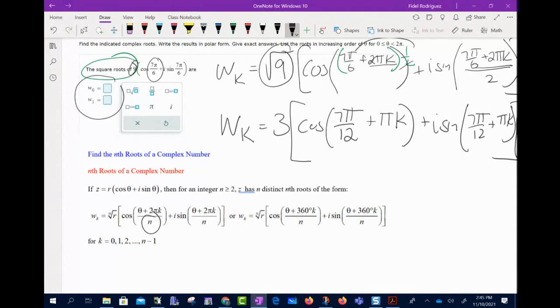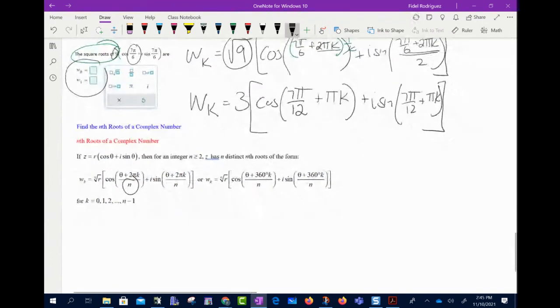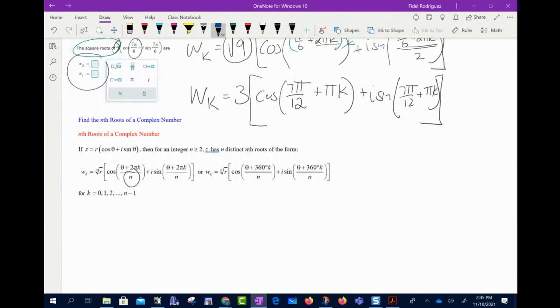So if we were doing the cube root, we'd go k is 0, 1, 2. If we were doing the 8th root, we'd go k is 0, 1, 2, 3, all the way to 7, okay? So since we're dealing with the square root, we only have to do 0 and 1. So all I'm going to do now is use this as my formula.